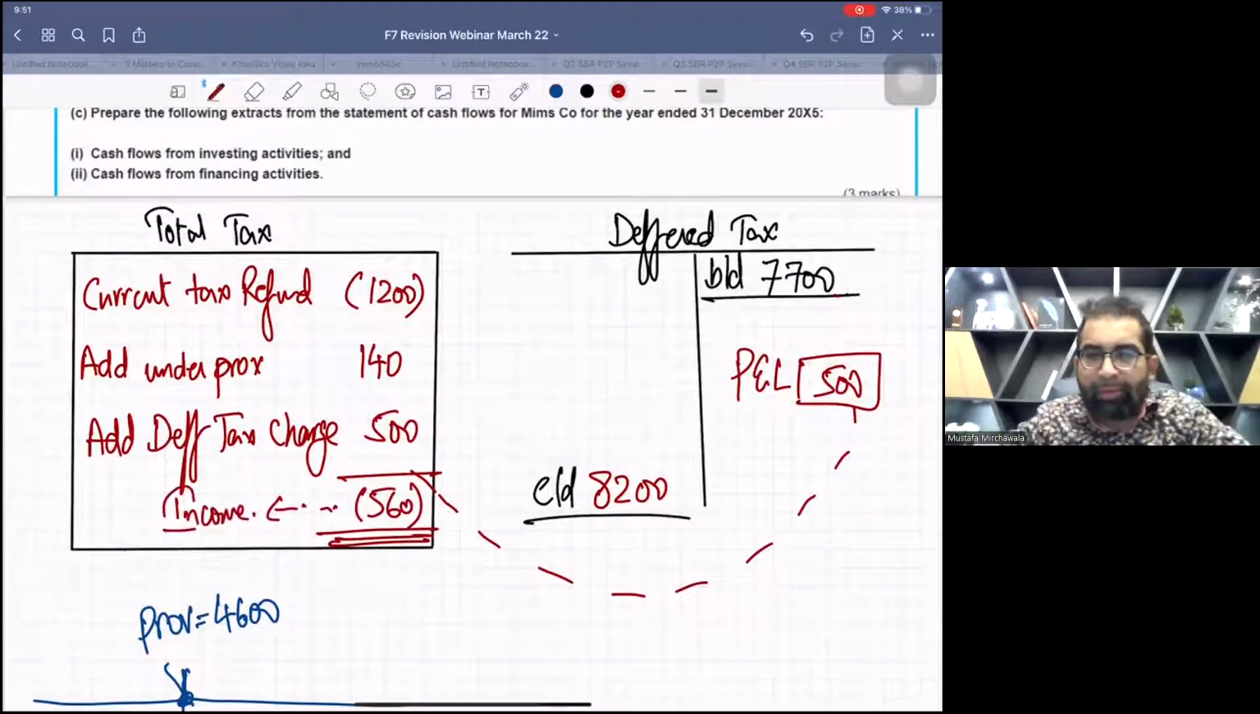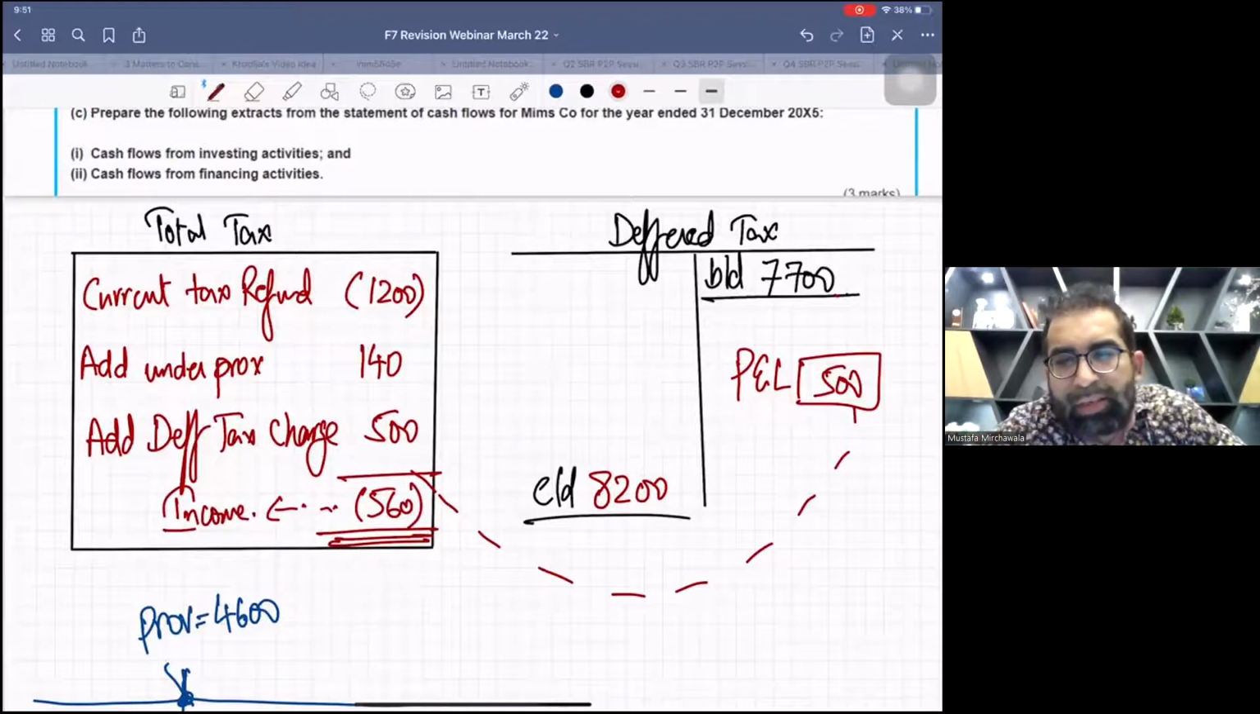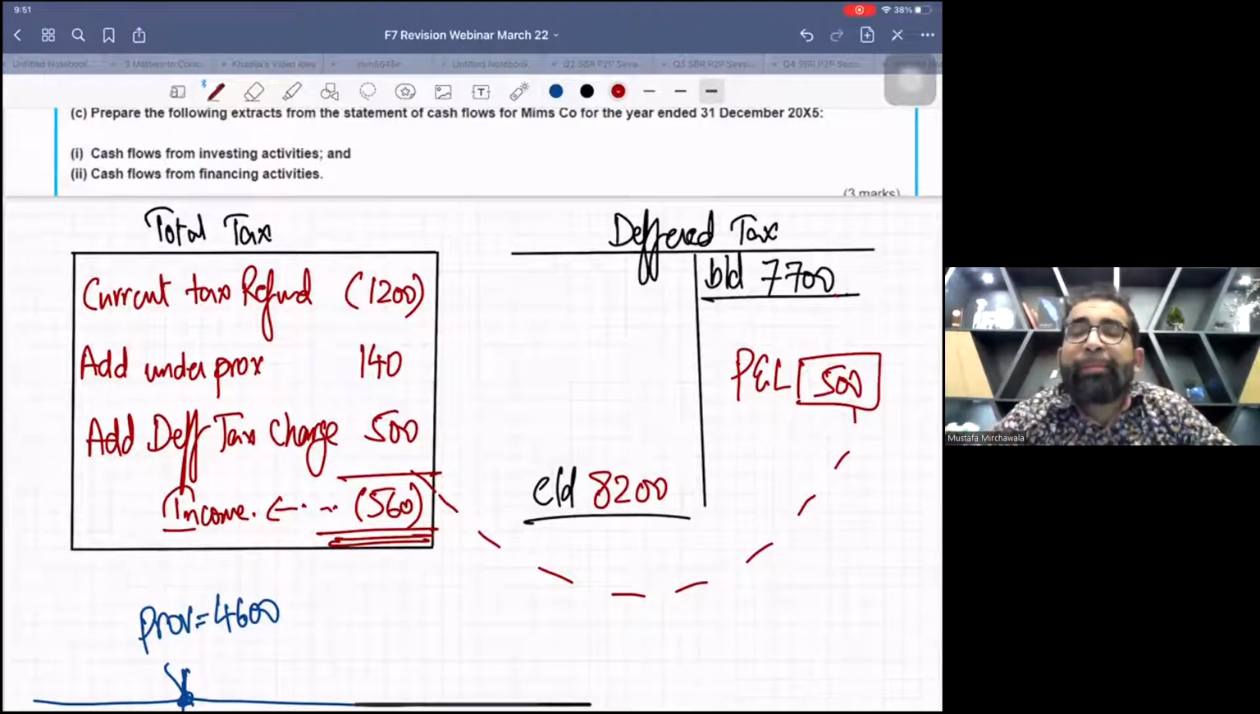And you don't have to make the SOFP in this question. Just income is enough. It will go after PBT.